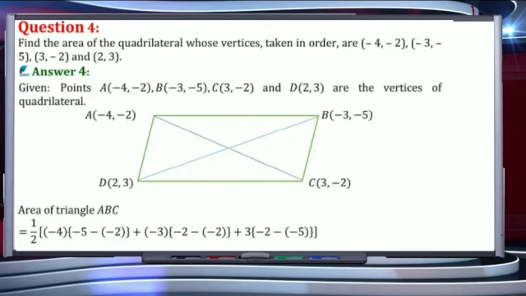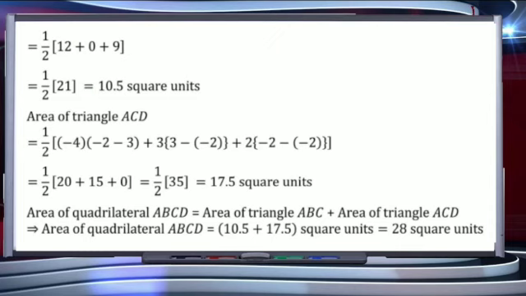So area of the triangle ABC by using triangle formula, we are getting it as 10.5. Next, similarly the area of the triangle ACD, on applying the triangle area, we are getting it as 17.5. So the complete area of the quadrilateral ABCD will be the sum of the two, that is the area of the triangle ABC plus the area of the triangle ACD. So when we add these two areas, we are getting the value as 28 square units.